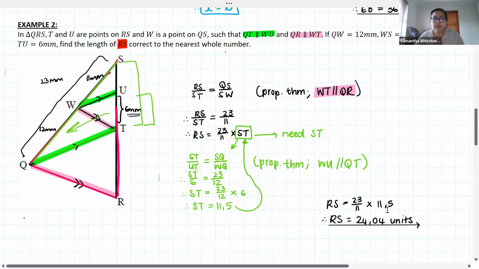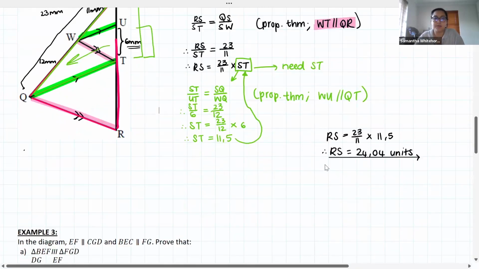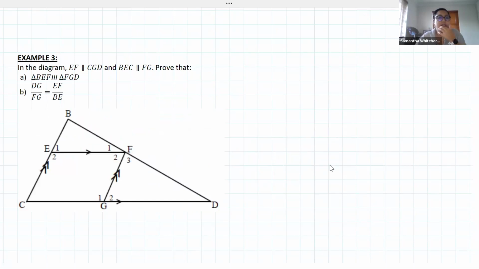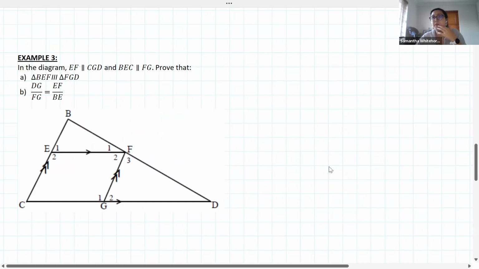Alrighty. Let's have a look at example 3. Okay, so example 3 is bringing back in the idea of similarity. So we've done 2 proportion examples, then we're going to have a look at the similarity example, bringing back in this idea of similarity for us.